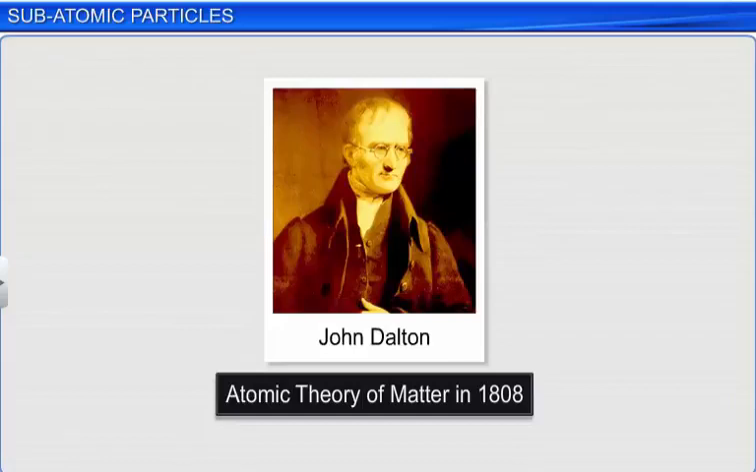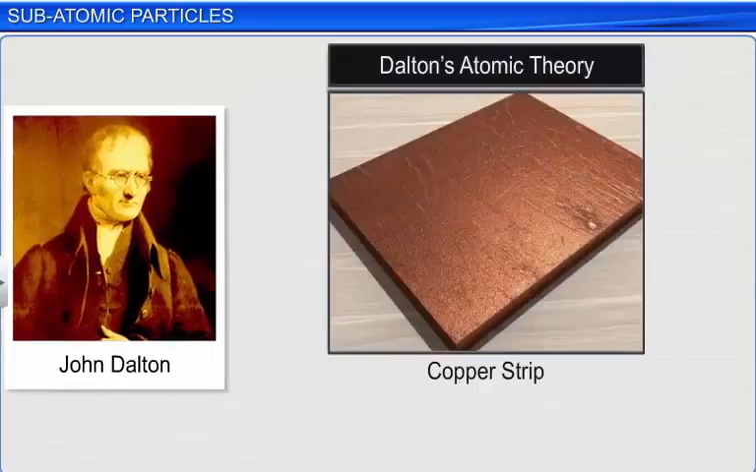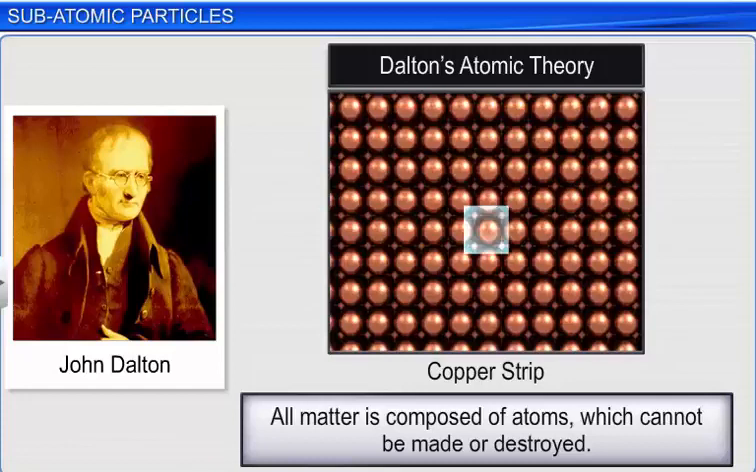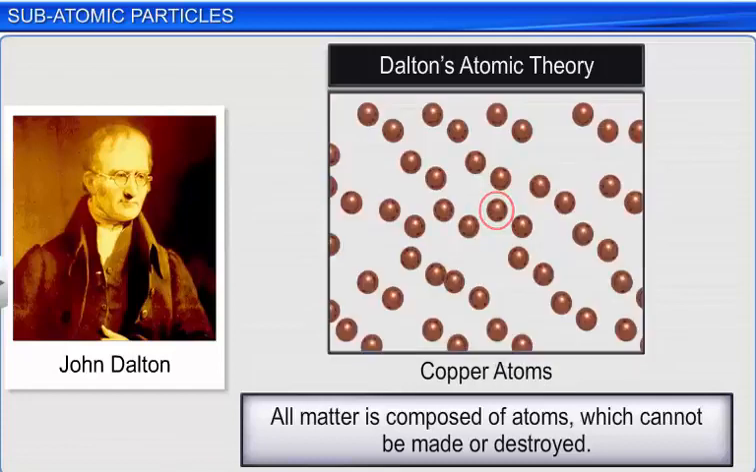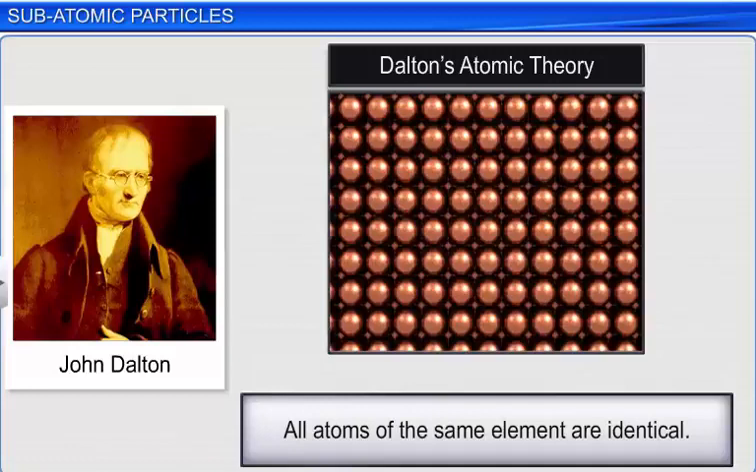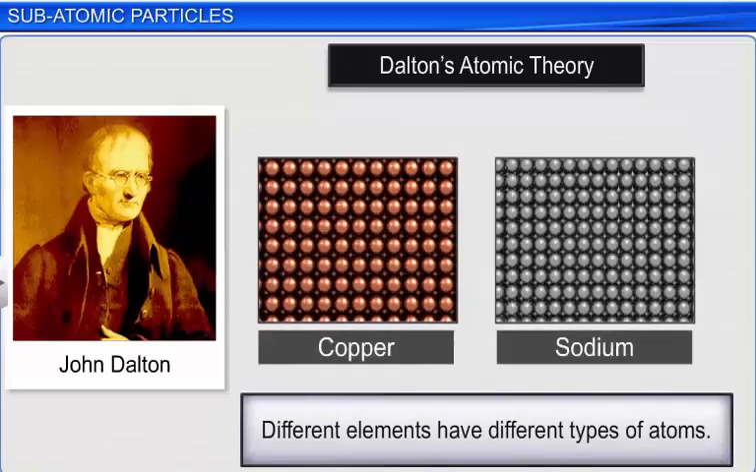Dalton proposed that the atom is the ultimate particle of matter. This theory is called Dalton's atomic theory. It postulates that all matter is composed of atoms that cannot be made or destroyed. All atoms of the same element are identical. Different elements have different types of atoms.